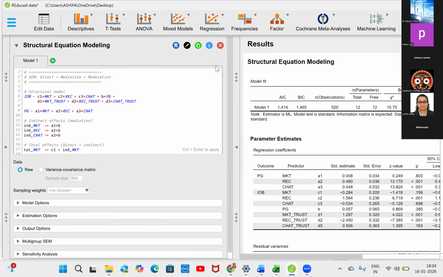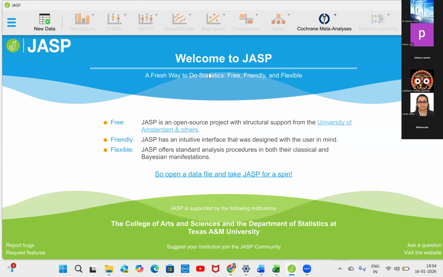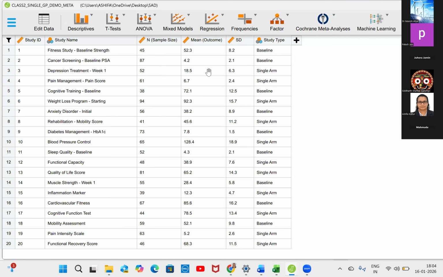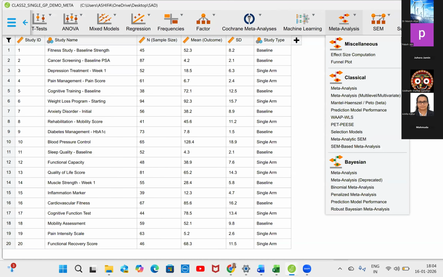Okay, so it will open up a new window. Now we have study name in the first column, study ID, name, sample size, mean, standard deviation, study type, right? So now you go to the meta-analysis, click the meta-analysis, go to the effect size computation, click the effect size computation.